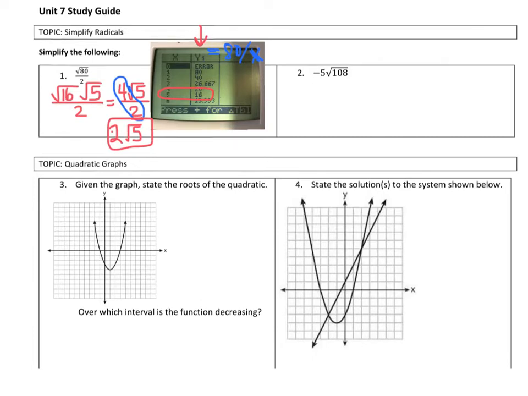Okay, for our second example, we have negative 5 times the square root of 108. So we're going to do the same thing and simplify the radical 108. This time I'm going to go a little faster. Hopefully you've already done the work, so you're just checking your answers.